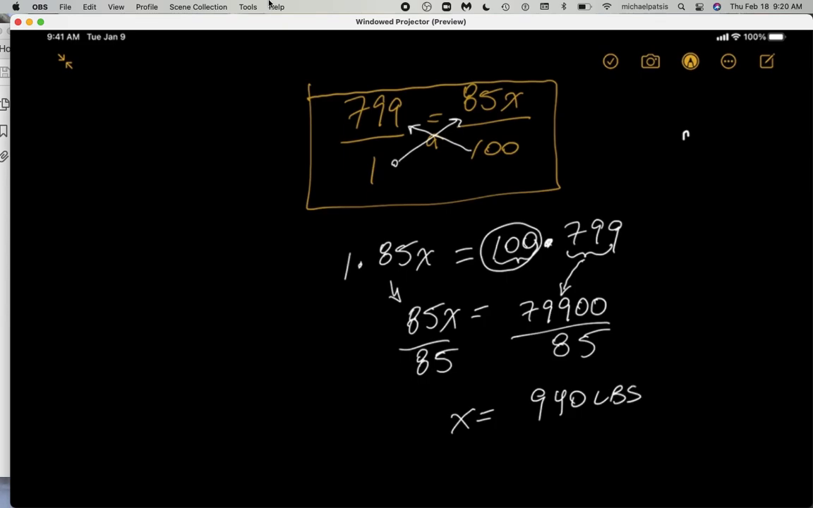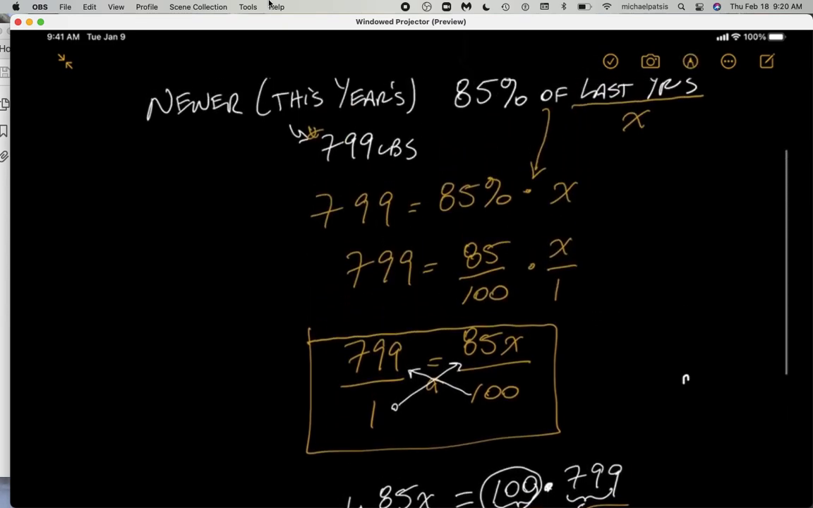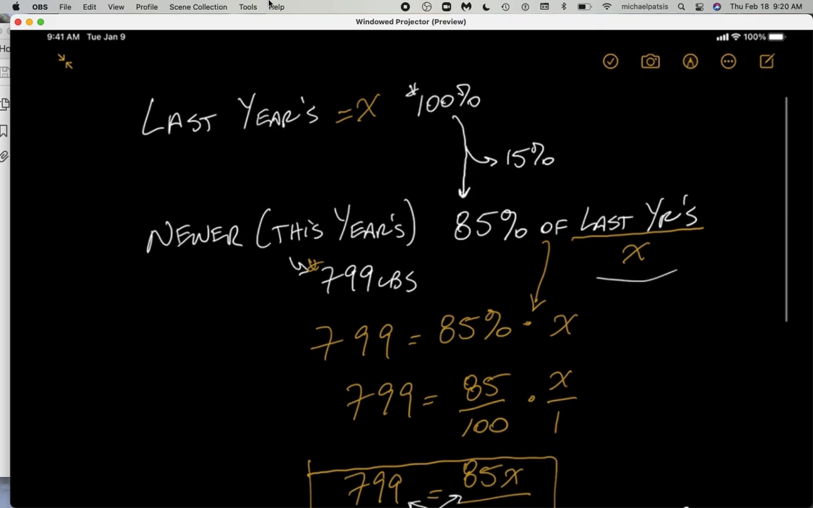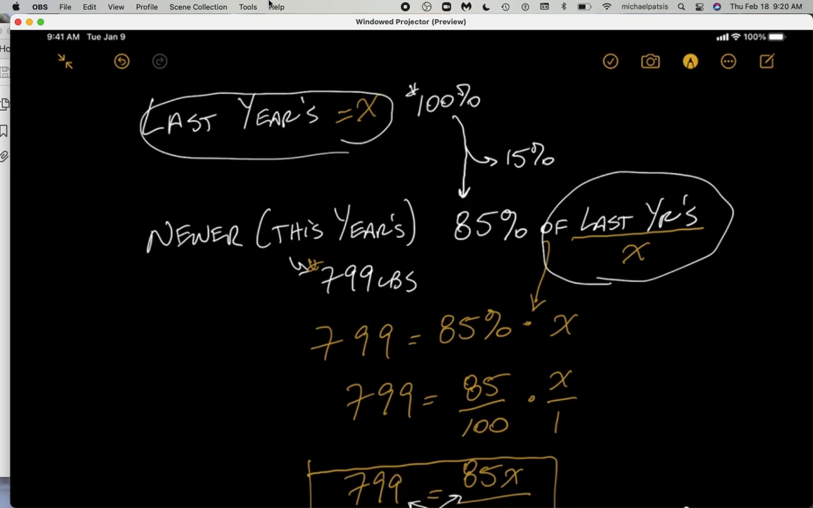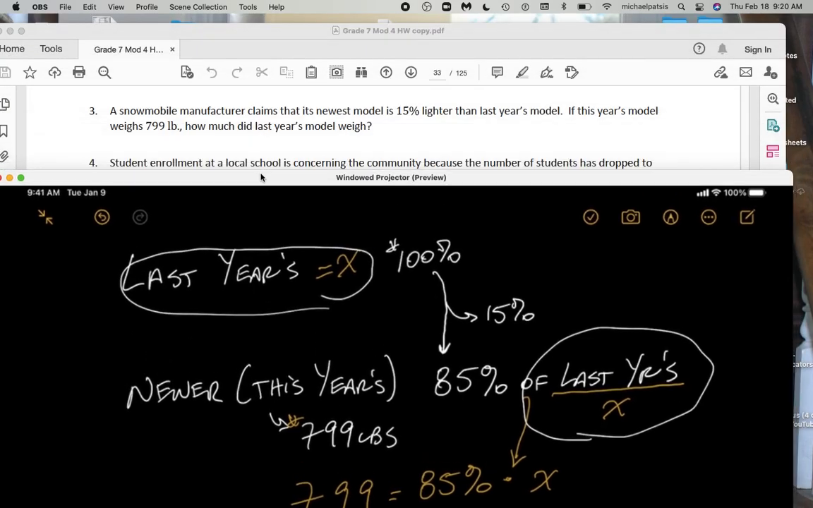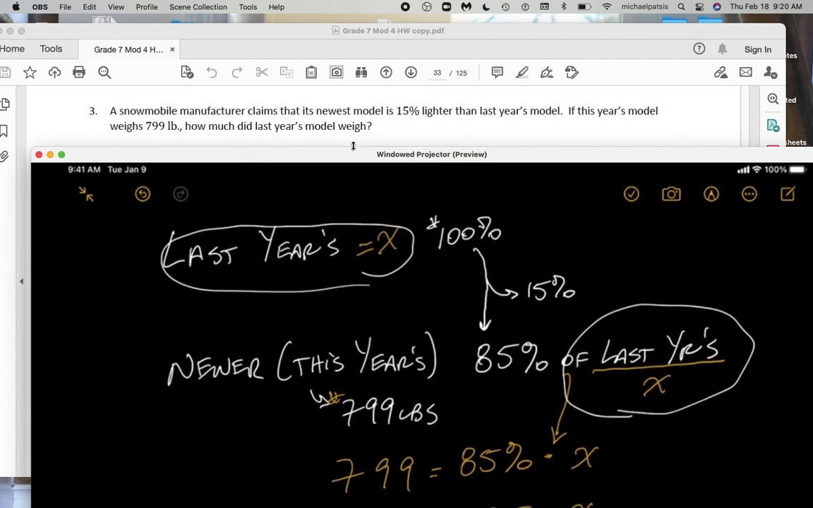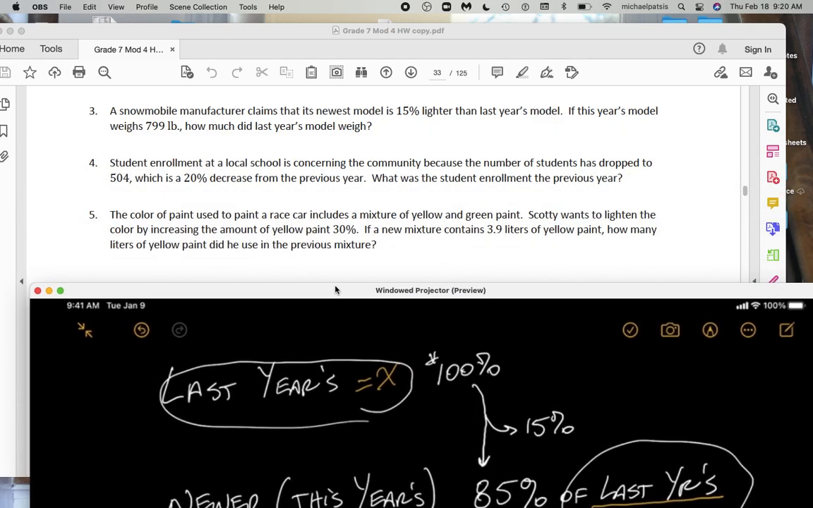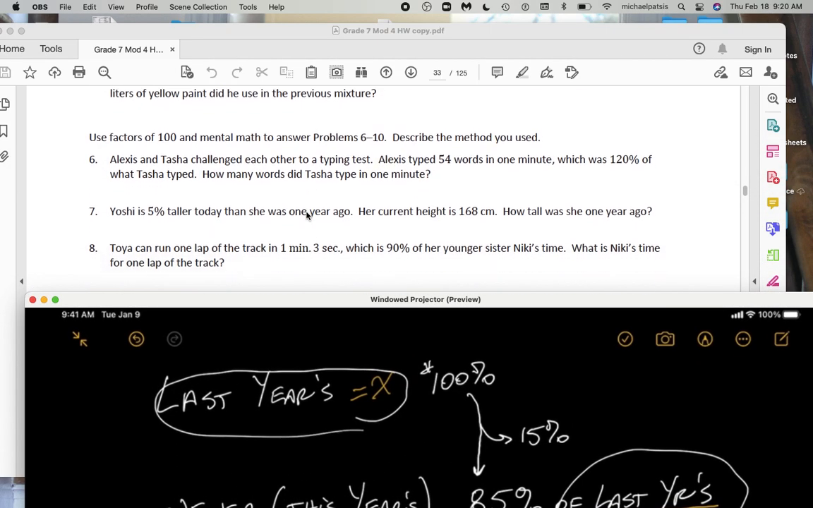And that, recall, we had as last year's model. So let's just make sure we answer the question completely and correctly. How much did last year's model weigh? That's all they asked us for, so we are all set.